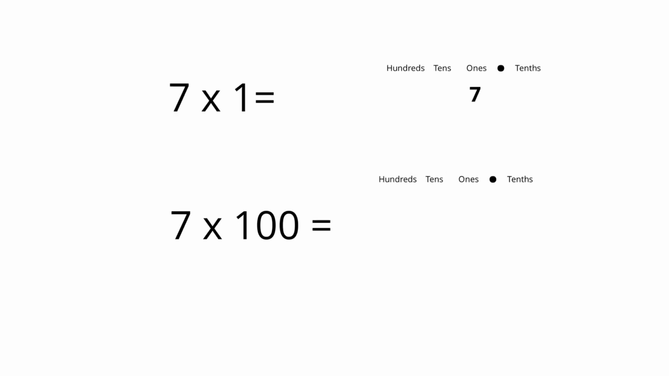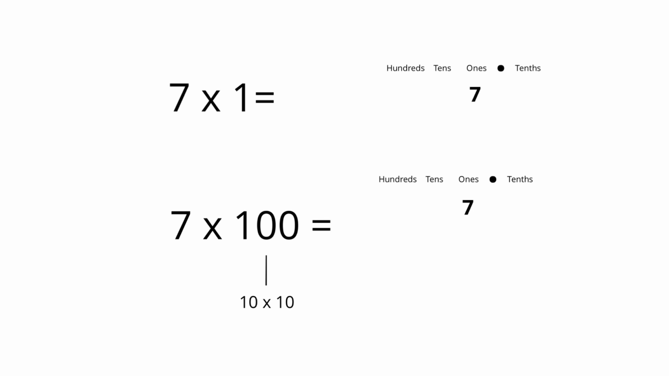Continuing this, I have 7 times 1 at the top here, and below I have 7 times 100. I'm going to use that 7 again and place it right here in my 1 section of my 7 times 100. Now what I'm going to say to myself is that I know that 100 is 10 times 10, which means my 7 here is going to have to move 2 place values because for every time I multiply by 10, I move by 1 place value.